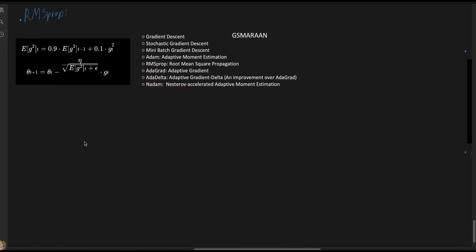And now going over root mean square propagation. Root mean square propagation is an adaptive learning rate method designed to resolve the radically diminishing learning rates commonly seen in Adagrad. So it's an adaptive learning rate improvement from Adagrad.